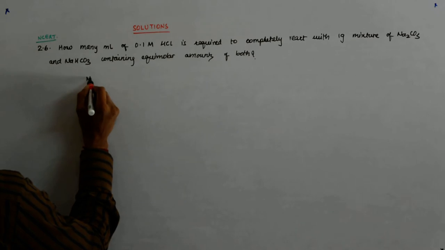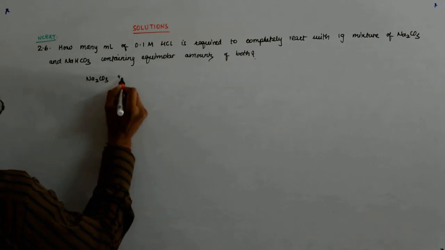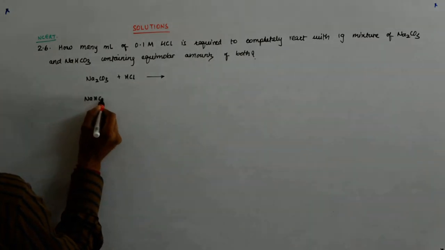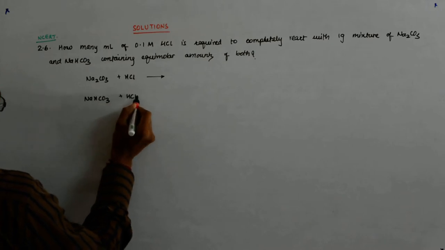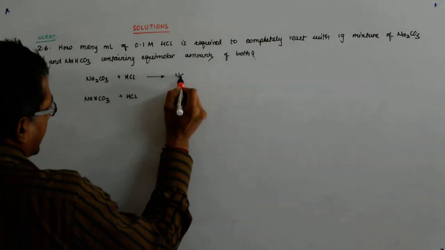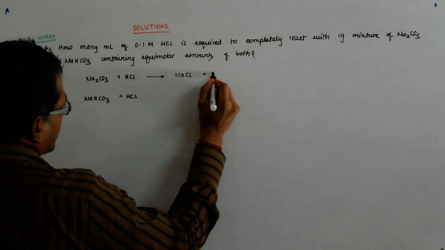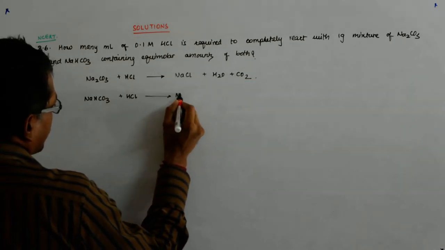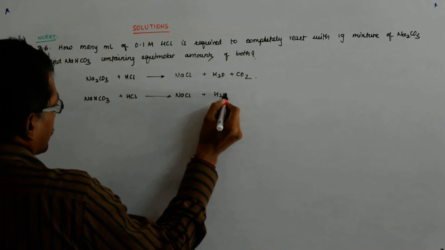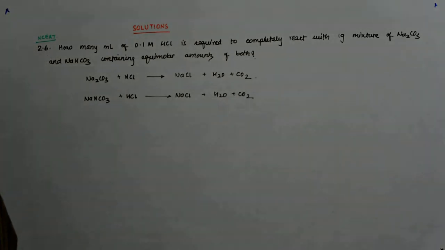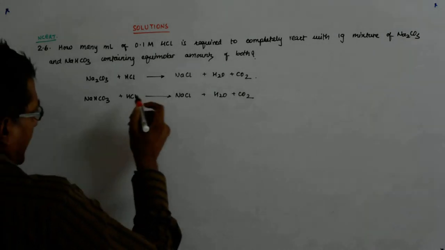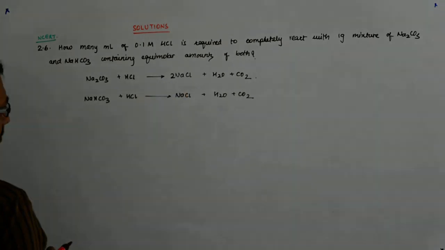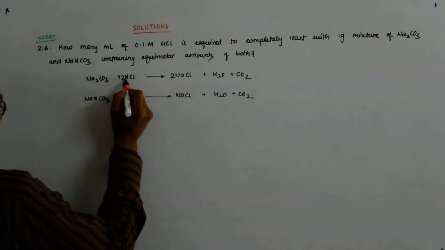for reaction of Na2CO3 plus HCl and also NaHCO3 plus HCl. Okay, it gives you NaCl plus H2O plus CO2, and here too it gives you NaCl plus H2O plus CO2. Now obviously we'll have to balance the equation, and I can see that this has to be twice. If this is twice, then this also has to become twice.